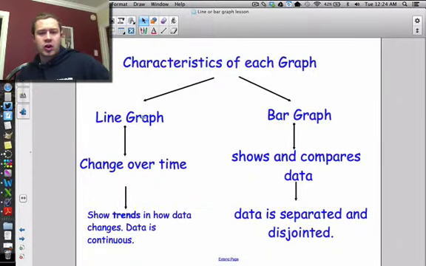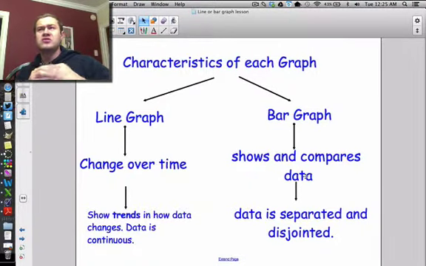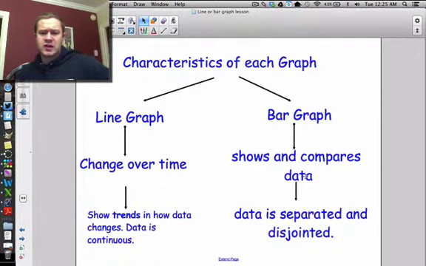Line graphs always show change over time. We saw that in lesson 2.4, in the lollipop lab, the changes of licks continually per minute. Bar graphs often just show or compare data. So I'm probably just comparing different sales, different groups, different votes. They're just separate groups of data that we're comparing the quantities of. And so a bar graph just shows and compares data, whereas a line graph shows change over time.